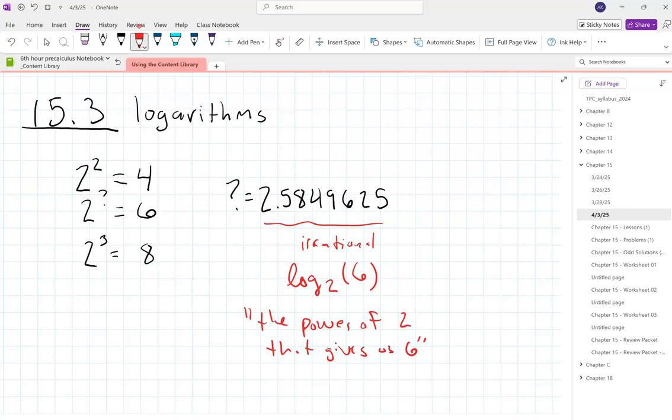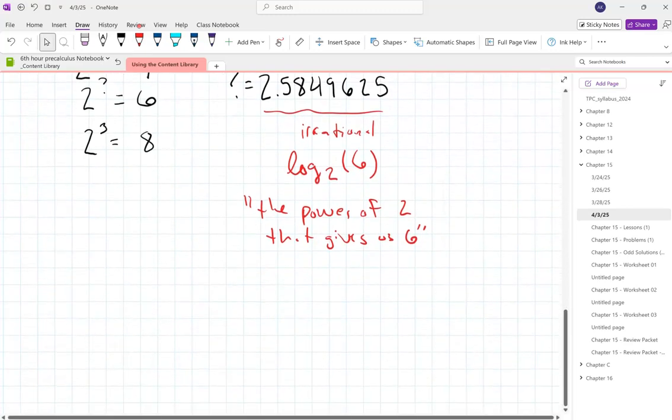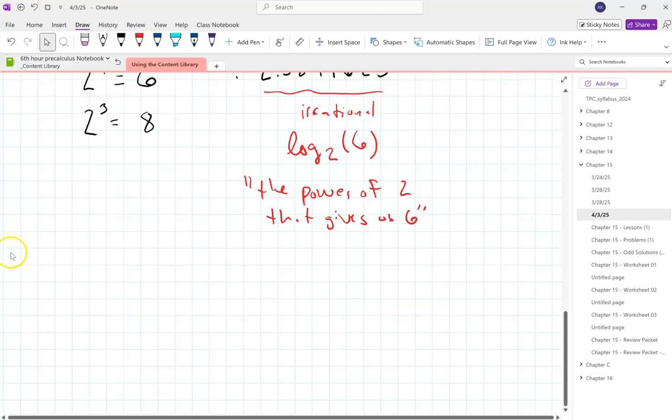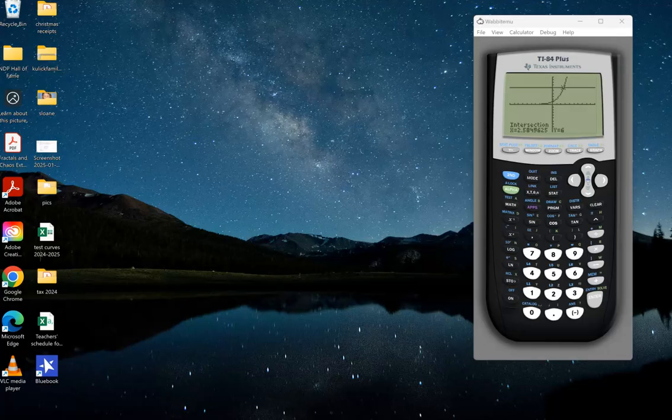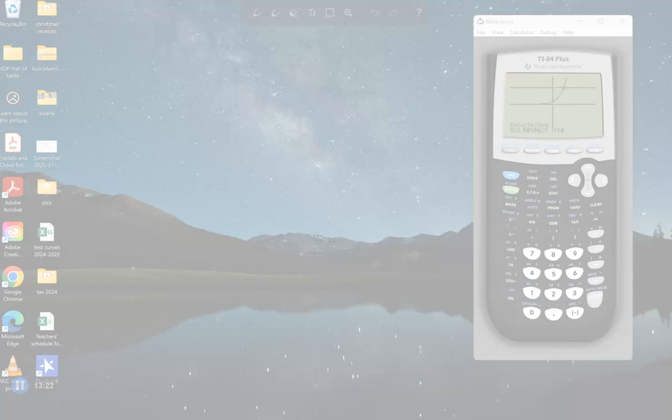Okay, so these logarithms are basically going to be answers to an exponential equation, right? Like what power of this number gives us that number? That's what this logarithm is going to represent. Is everybody okay with that notion? So that's how we're going to define our logarithms, as a translation of an exponential equation.